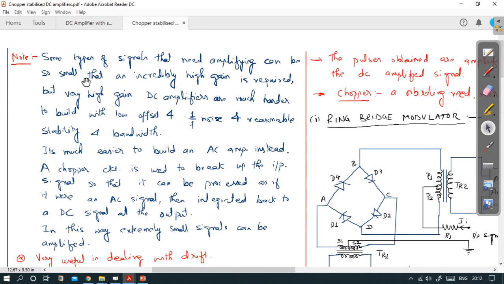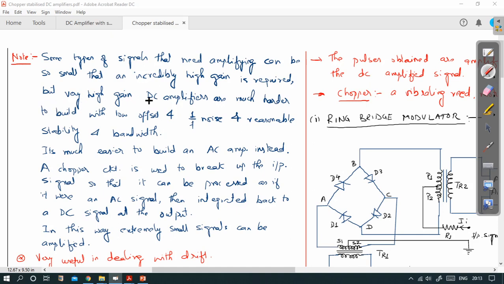Some types of signals that need amplifying can be so small that an incredibly high gain is required. Basically these signals come from those transducers or sensors whose outputs are very small in magnitude, in the range of some millivolts. And amplifying a millivolt signal is a big task.